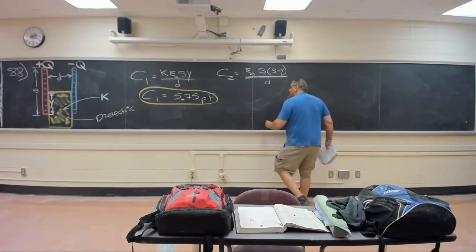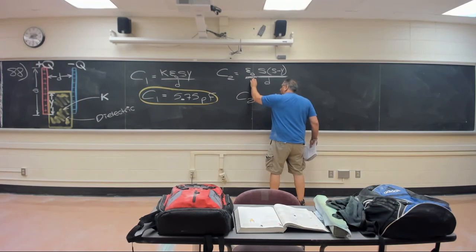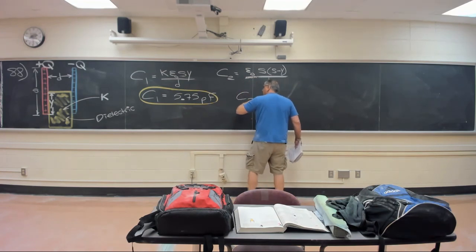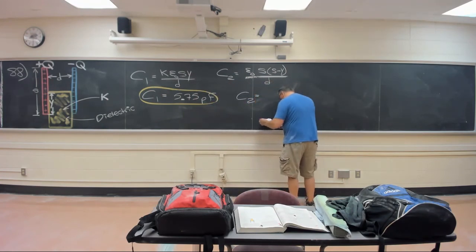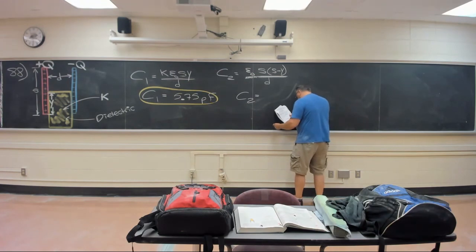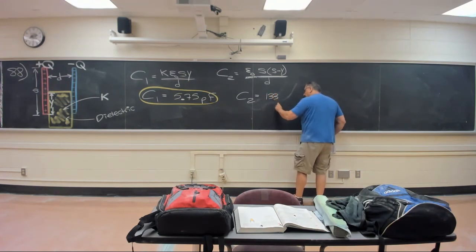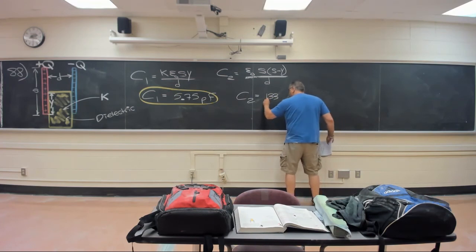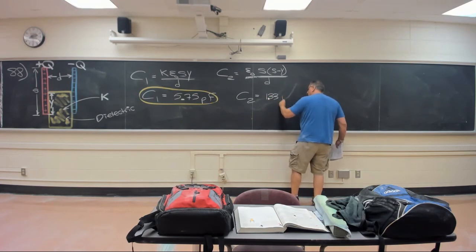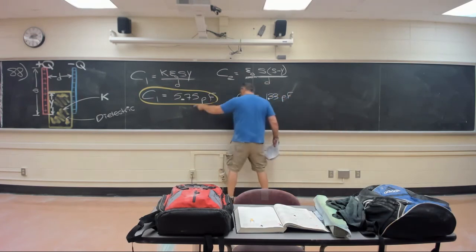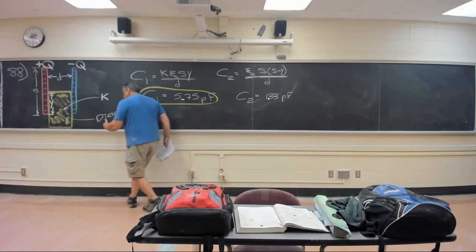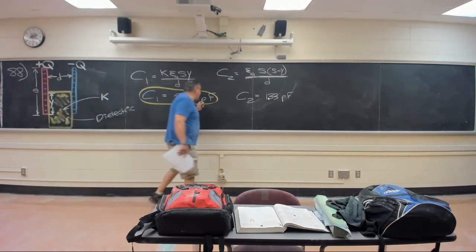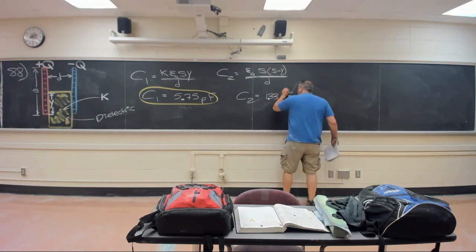Plug in all the appropriate values there. This is the air-filled portion, and you're going to get an answer. And this was the dielectric-filled portion, and you got an answer here. You plug in all the appropriate results and you get 1.33 times 10 to the negative 12, which is 1.33 picofarads. This was 5.75 times 10 to the negative 12, and that was 1.33 times 10 to the negative 12.